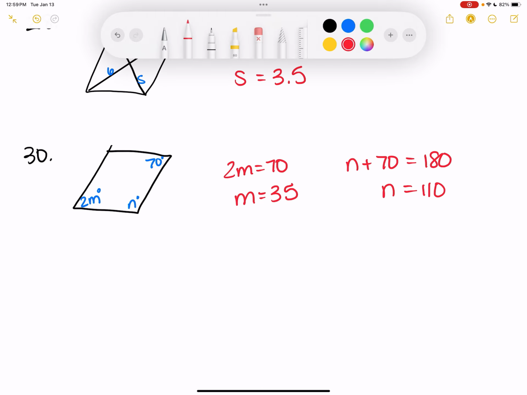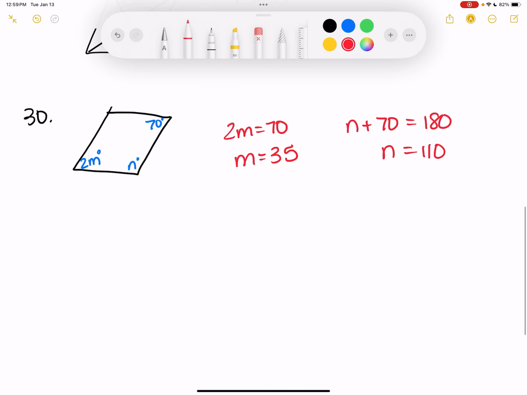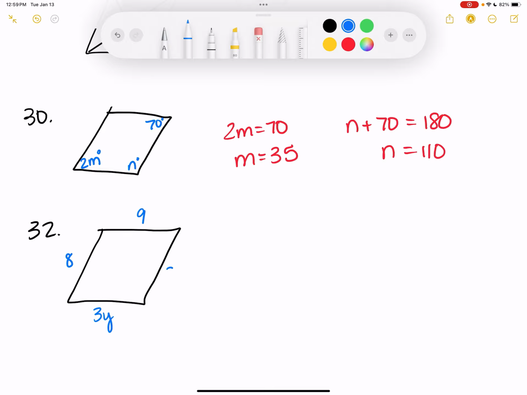Alright, so those ones are relatively easy. We're going to get into some that are a little bit more complicated, but still nothing too crazy. We've got another parallelogram. It's going to be the trend in this section. This side is 9, this one's 8, this one is 3y, and this one is 2x plus 4.